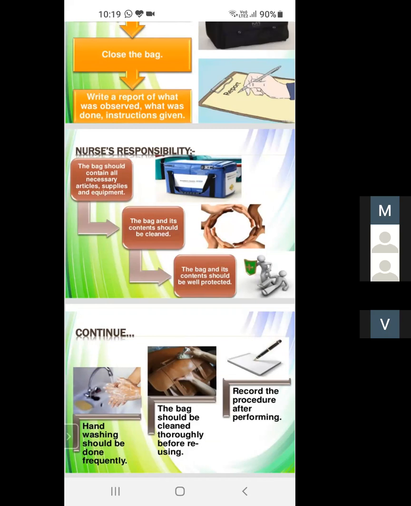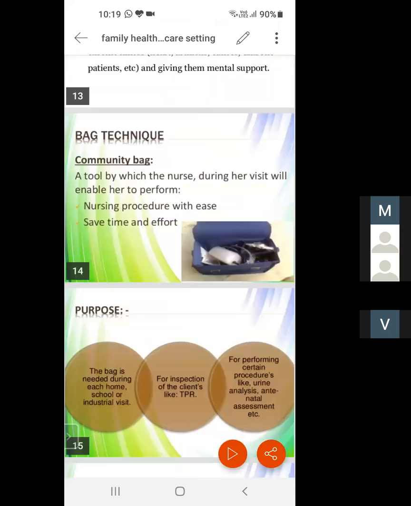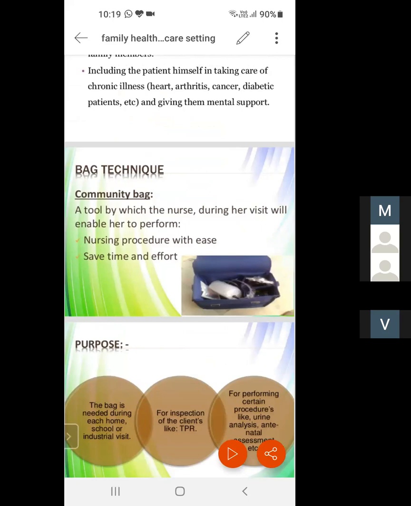Then record the procedure after performing. Whatever procedure you have done, you should record in one book. This is the bag technique. Understand? Yes, ma'am.